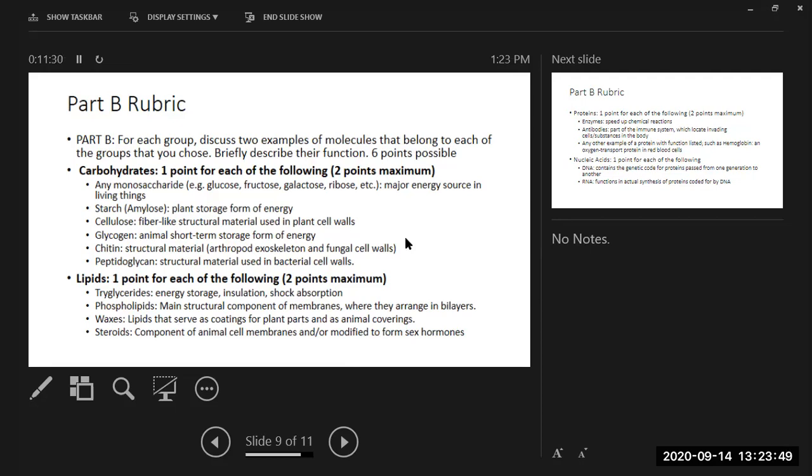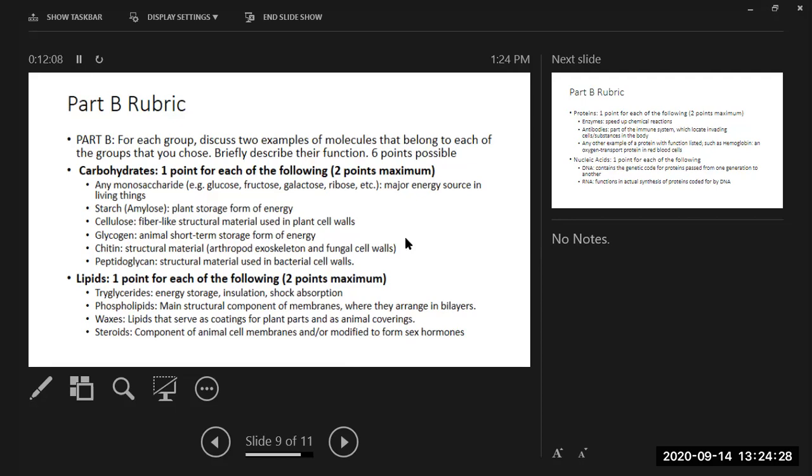Don't continue on that. Next, if you said starch is plant energy storage in their roots, there's something about starch being energy storage in plants, that's a point. Cellulose makes up the cell wall of a plant. That's a point. Glycogen is animal short-term energy storage. We put it in our muscles and our liver. There's a point. Chitin is the structural material found in the cell walls of a fungus and the exoskeleton of arthropods. That's a point. And then peptidoglycan, the structural material used in bacterial cell walls.